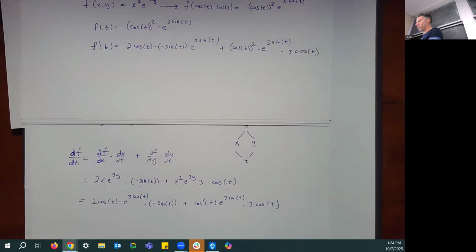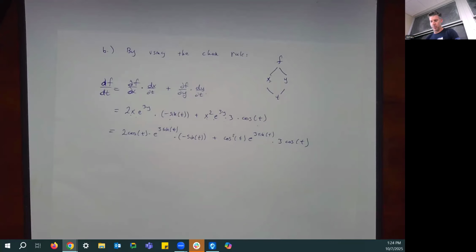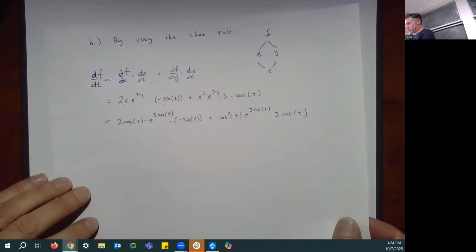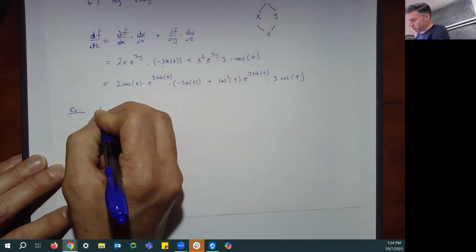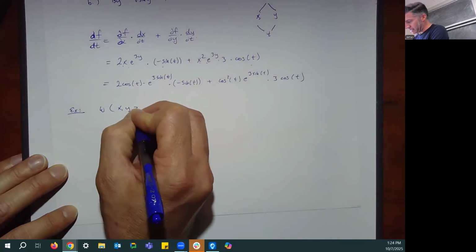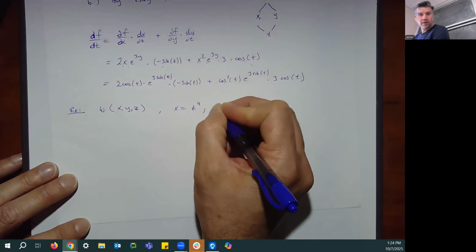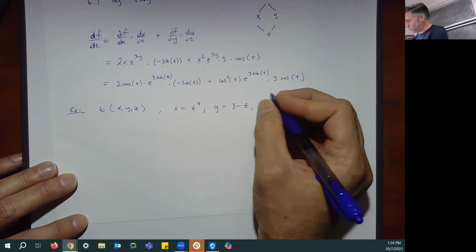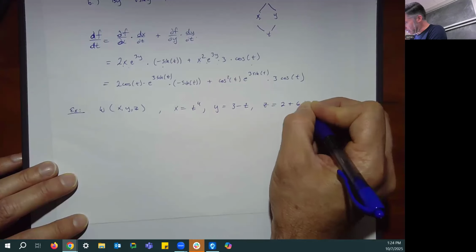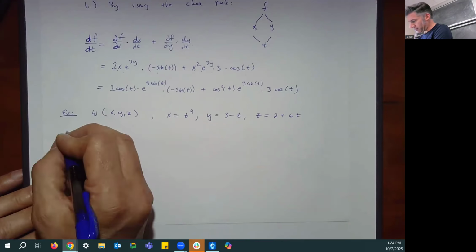Let's see. Let me look at one more example real quick, and then we'll call it a day. Just to show you one of the other types of things that can happen. So let's say we had this situation where you have w as a function of x, y, and z, and we're given x equal to t to the fourth, y equal to 3 minus t, and z equal to 2 plus 6t. And then we're asked to find dw dt.